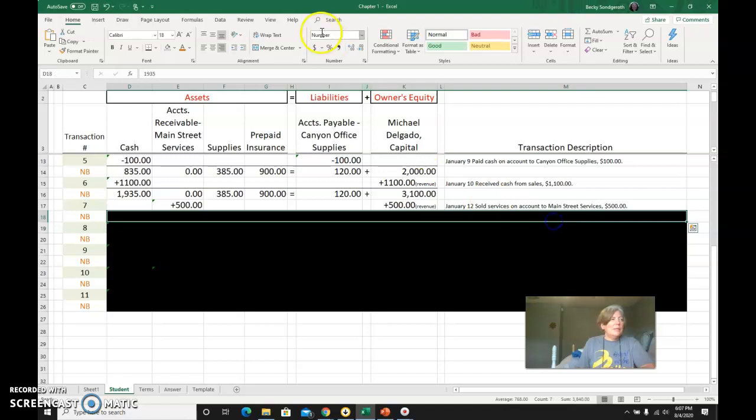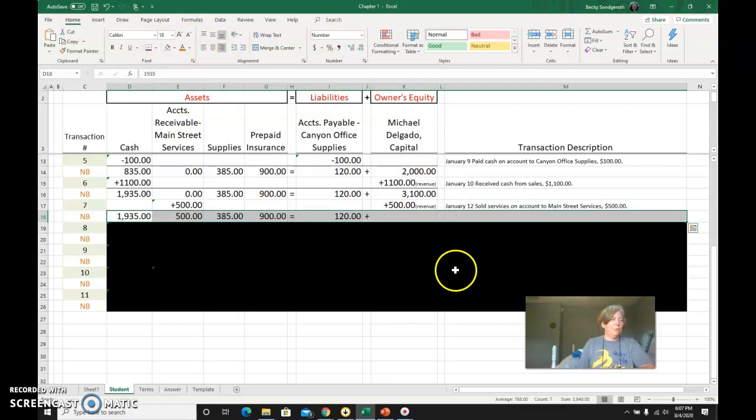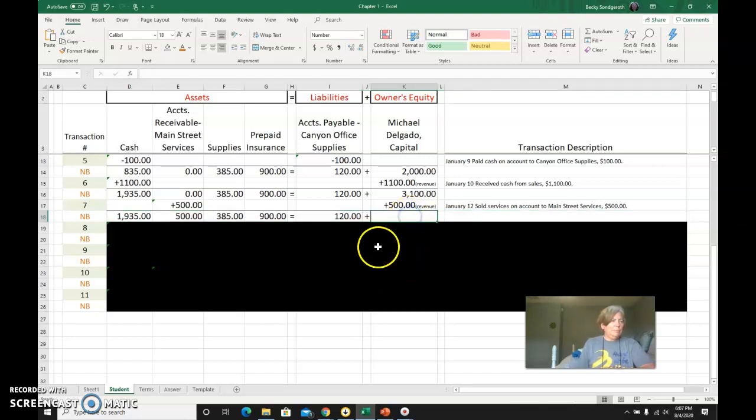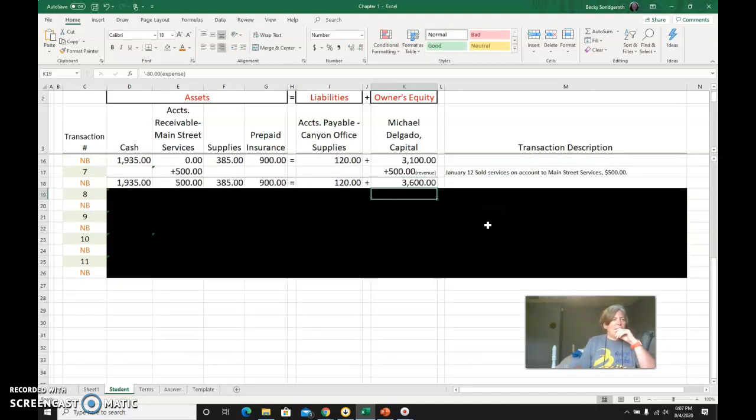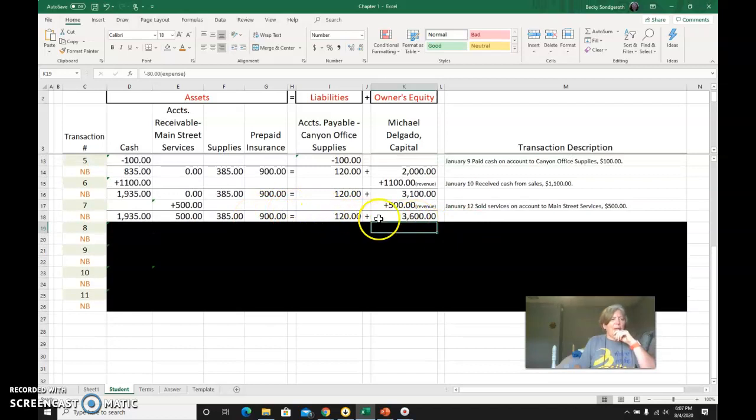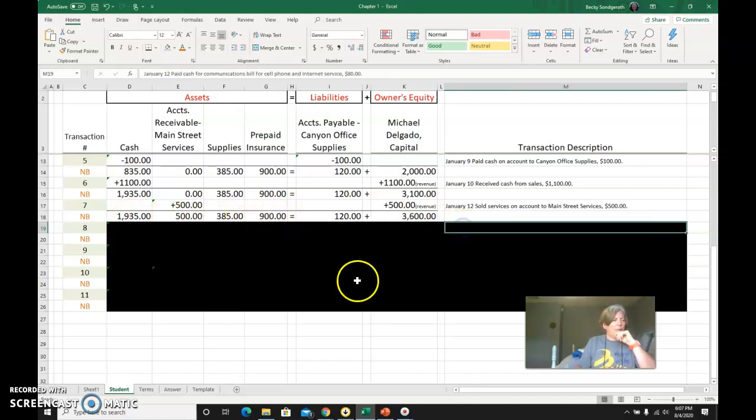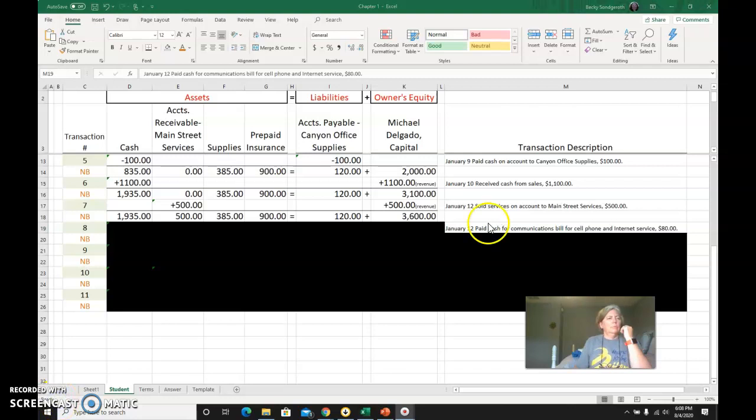Calculate the new balances. And again, keep pausing when you need to write this stuff in your notes. And the new balance on capital is 3,600. And if I add this right-hand side, I get 3,720, and over here I have 3,720. Next transaction, January the 12th.